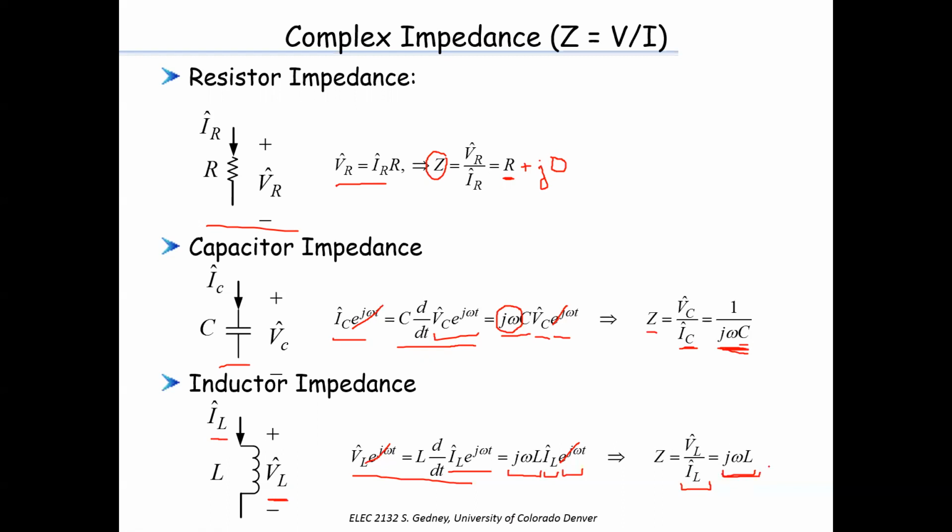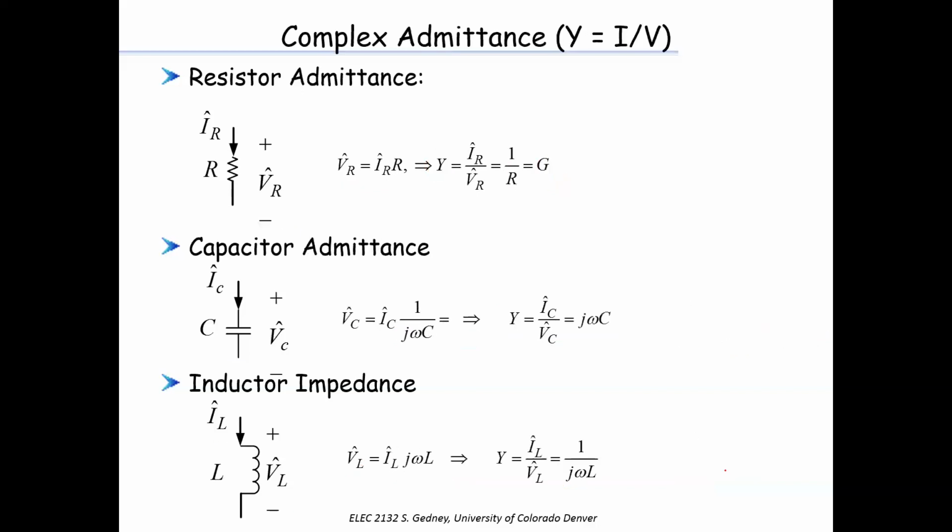Both the impedance of a capacitor and inductor are purely imaginary. Since the capacitor's impedance is minus j over omega C, it's purely imaginary. It has a zero real part. And the impedance of an inductor is also purely imaginary. Later on, we're going to find out that this makes sense because these are stored energy elements, and the imaginary part of an impedance will be related to the energy stored, or the average energy stored. We'll find out.